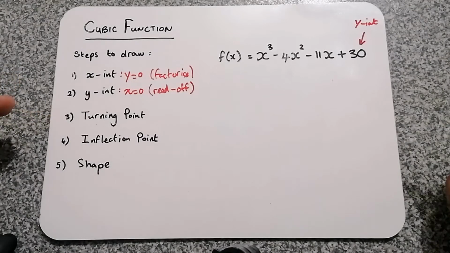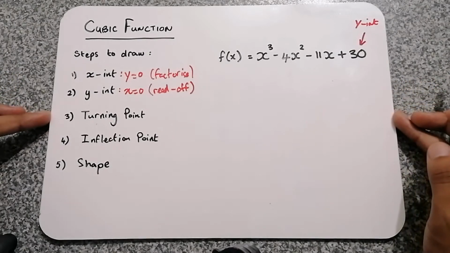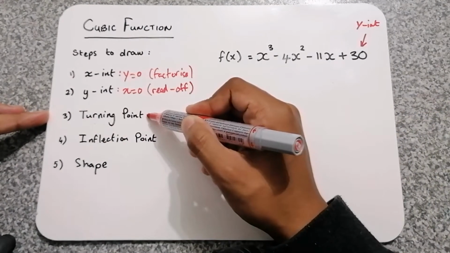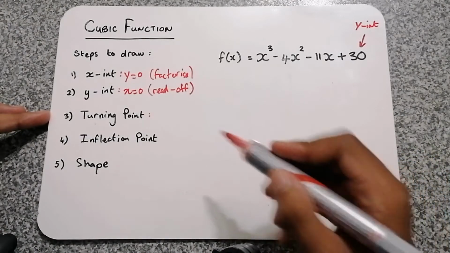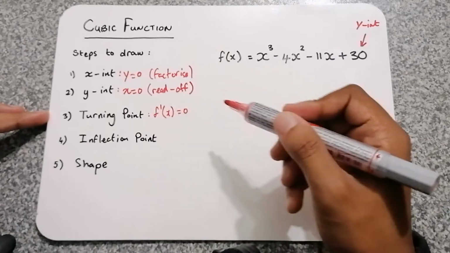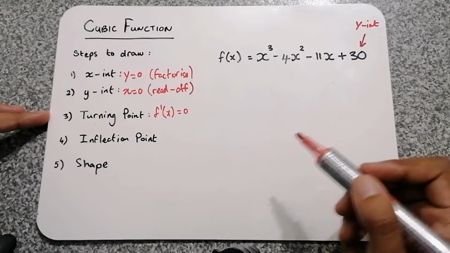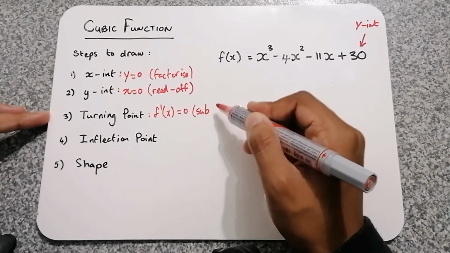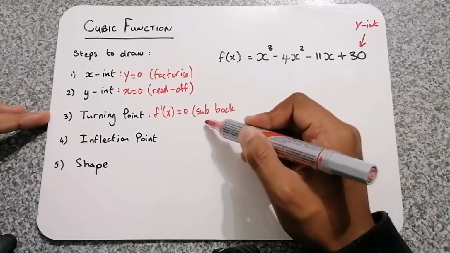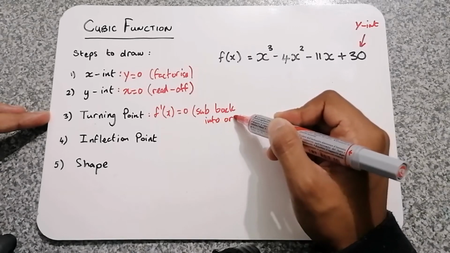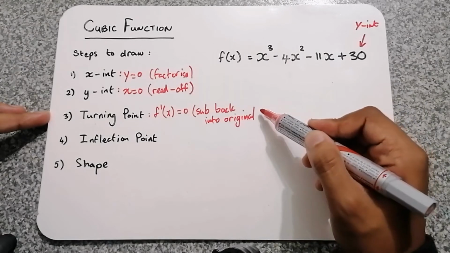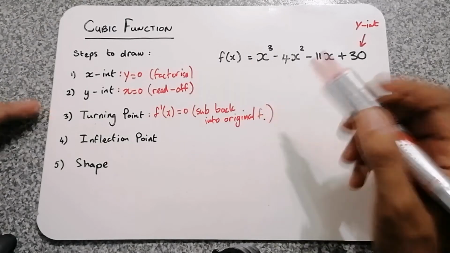Okay, then we get to the part where we actually need to use some calculus to find these things. So the turning point, to find the x coordinate at the turning point, you will have to take the first derivative and make it equal to 0, then solve that equation. And once you've done that, there's an x value. After solving x, you'll have to sub that back into the original equation, or into the original function. I'll just put it f like that.